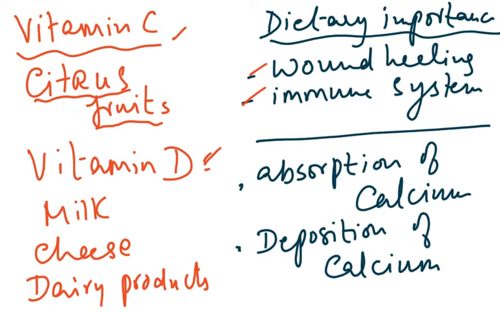Then vitamin D is present in milk, cheese and all dairy products. It is needed for the absorption of calcium and for the deposition of calcium. When you drink milk, it contains calcium and vitamin D. So the vitamin D helps in absorbing the calcium from the intestine and making it enter the blood, and then it helps in taking the calcium and depositing it in your bones, because calcium is deposited in your bones as calcium phosphate. And for that to happen, we need vitamin D in our diets. So it's very important that you have enough vitamin D in your diet.